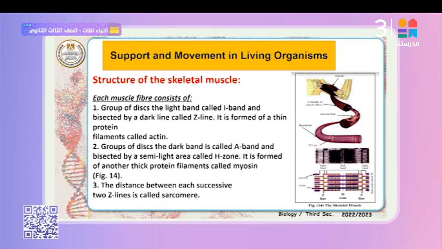The distance between each successive Z line, with a light band containing Z lines on either side, is called a sarcomere. The distance between two successive Z lines is called a sarcomere, a muscle segment, between Z and Z. Okay? It's called sarcomere.